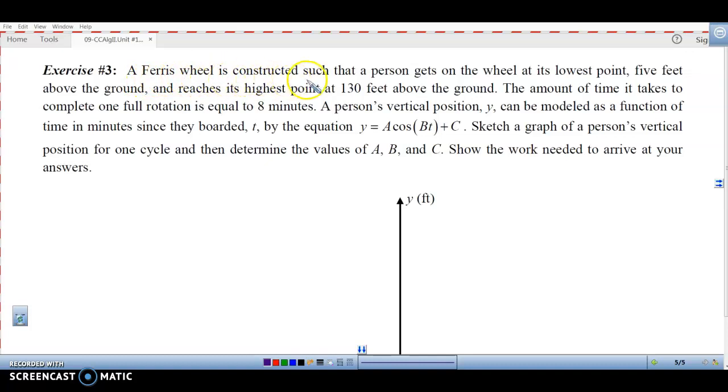A Ferris wheel is constructed such that a person gets on the wheel at its lowest point, 5 feet above the ground, and reaches its highest point at 130 feet above the ground. The amount of time it takes to complete one full rotation is equal to 8 minutes. A person's vertical position y can be modeled as a function of time in minutes since they boarded, t, by the equation y equals a cosine bt plus c. Sketch a graph of a person's vertical position for one cycle and then determine the values of a, b, and c and show the work needed to arrive at your answers.